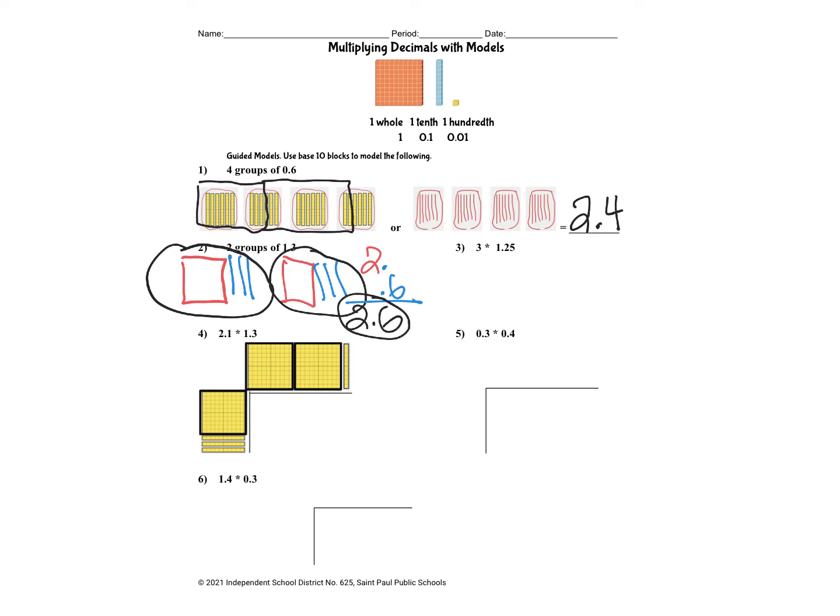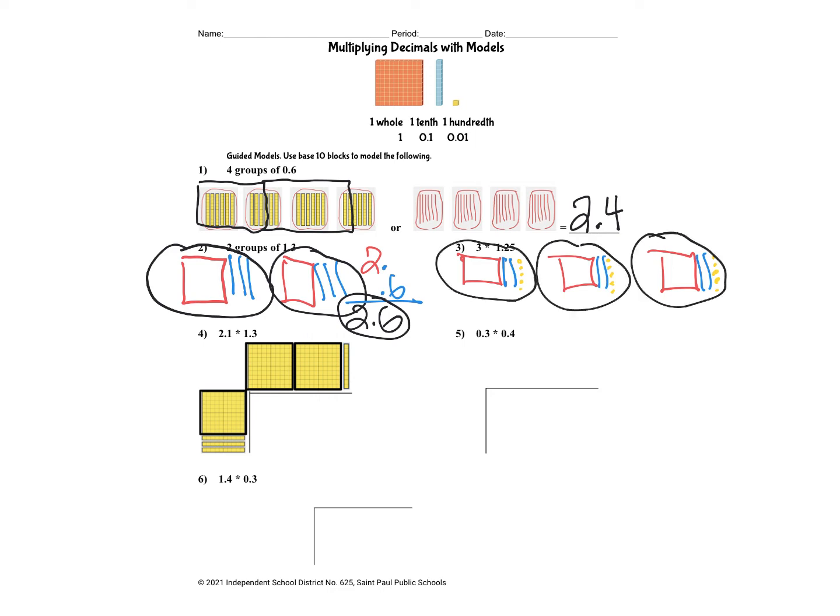All right, why don't you pause the video and try the next one on your own. If you remember, 3 times 1 and 25/100 just means 3 groups of 1 and 25/100. So once again, I'll start with my 3 groups of 1. And then I'm going to have my 2/10 in each group. And then this time, I get to add in my 5/100. 1, 2, 3, 4, 5. And now, these are all my groups.